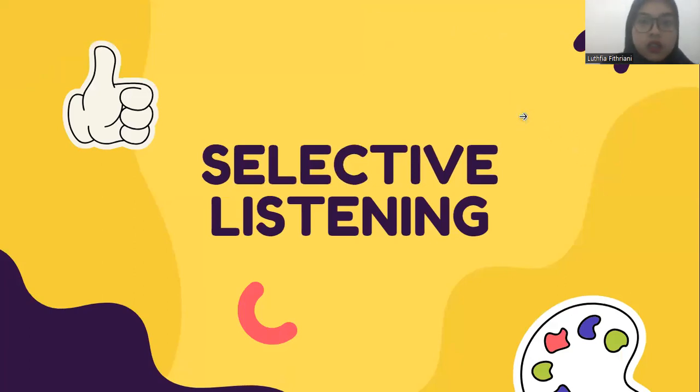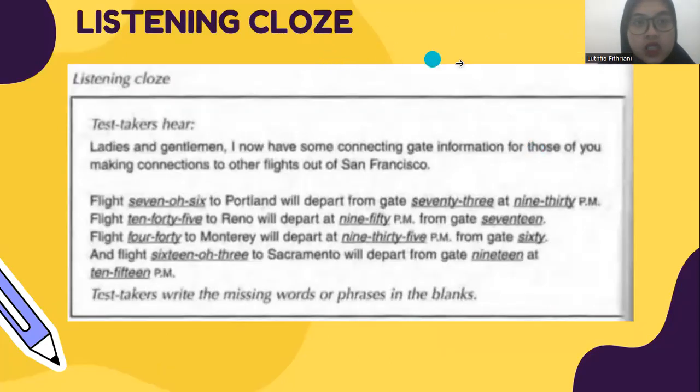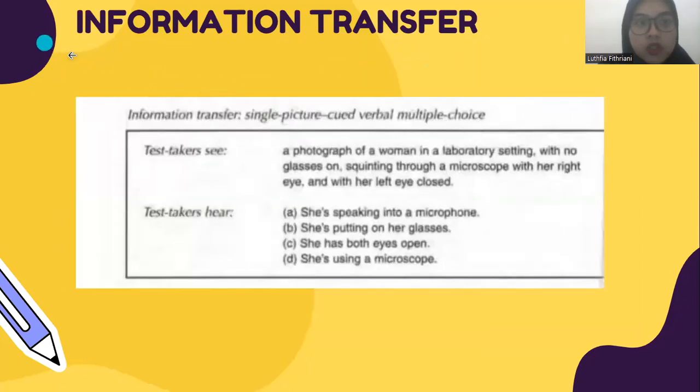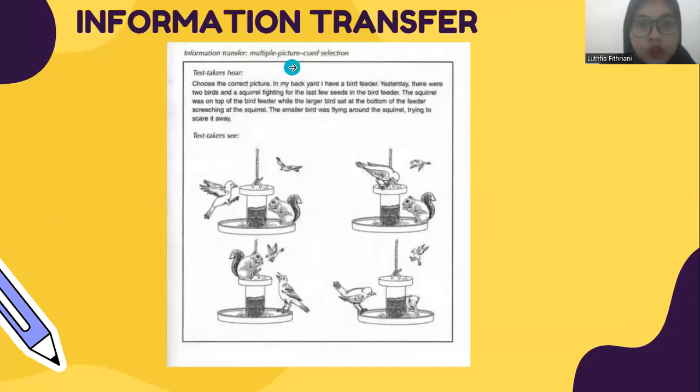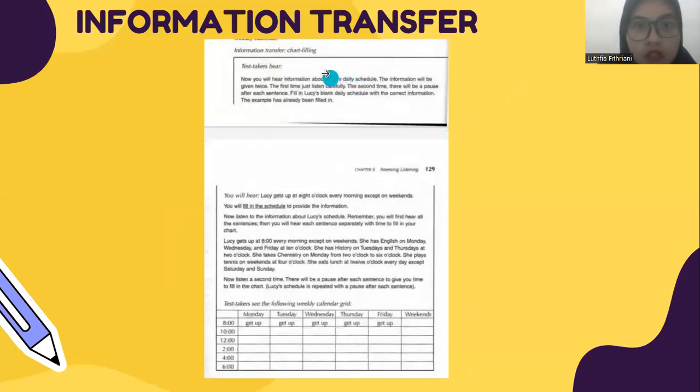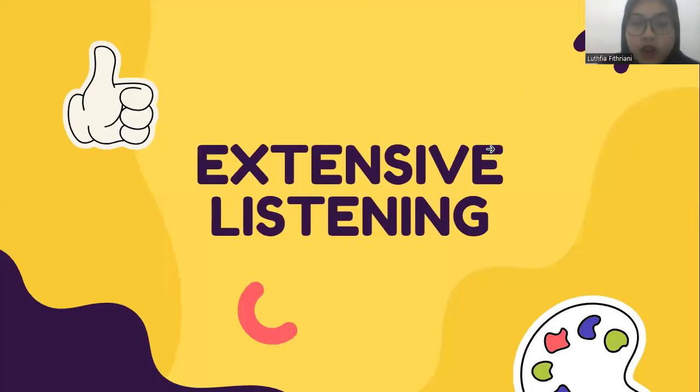The third is selective listening. There are some ways to assess the students' selective listening. The first is listening cloze. And then information transfer. Information transfer can be multiple-choice cued selection, single picture cued verbal multiple choice, information transfer chart filling, and etc.